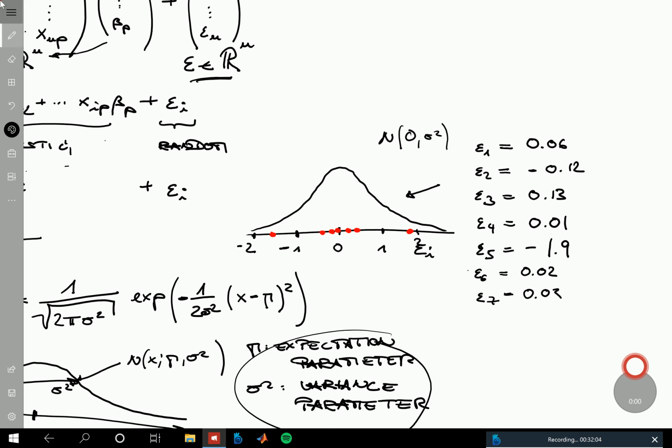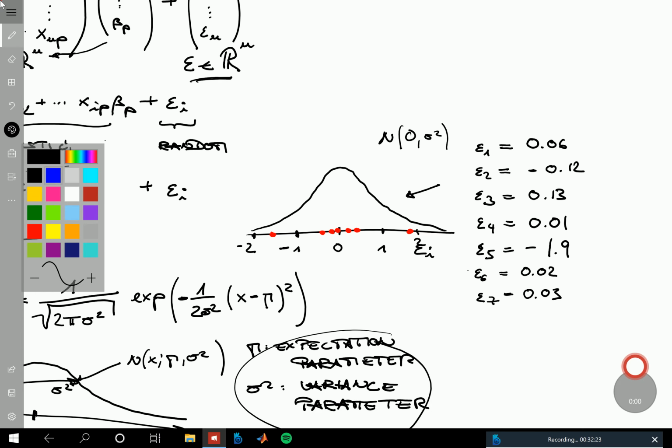Yeah, so that's the intuition you should have when I say, okay, these values are distributed according to a Gaussian distribution with expectation parameter 0. And of course, the variance parameter determines how likely it is that you observe extreme values.